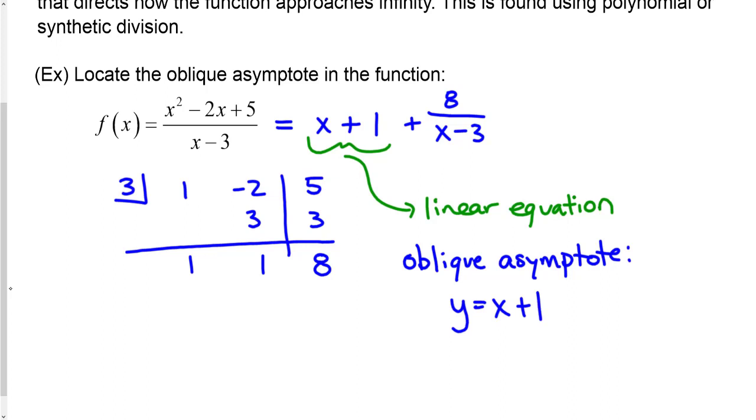Then when we go to graph it, since it's an asymptote, we just graph it as a dashed line, following the equation y equals x plus 1. We'll do an example with an oblique asymptote, and that'll make more sense.